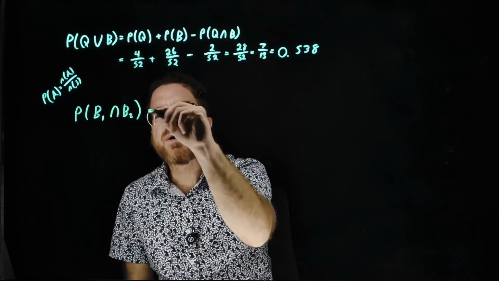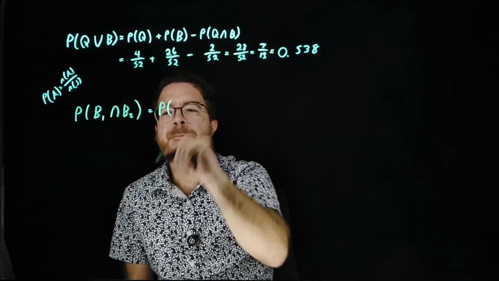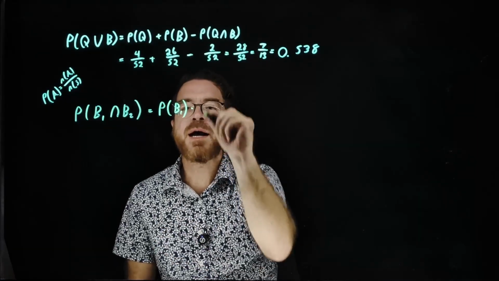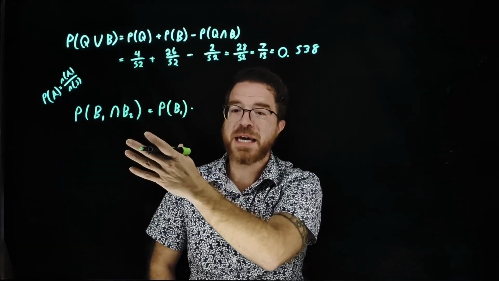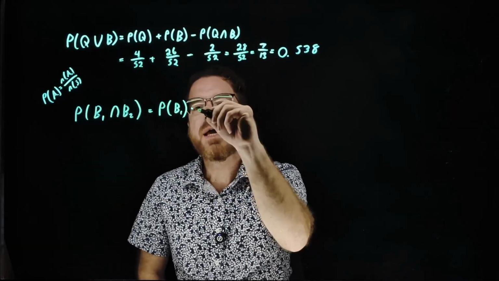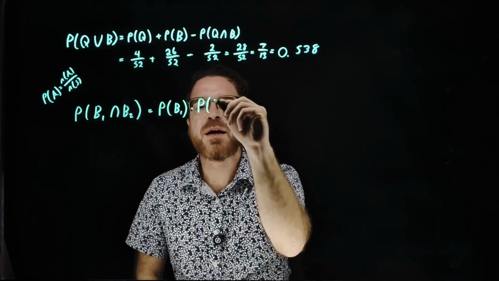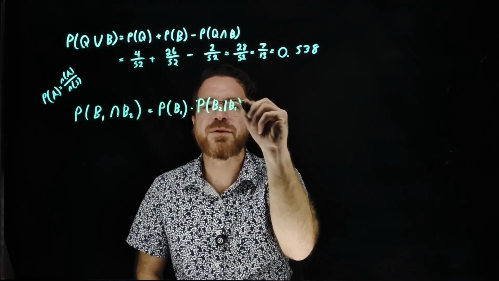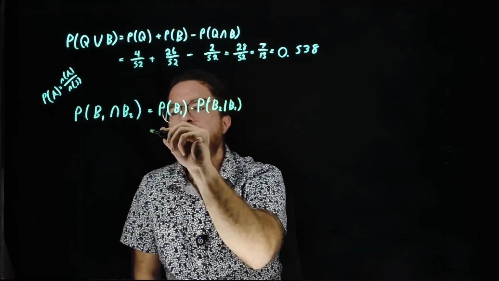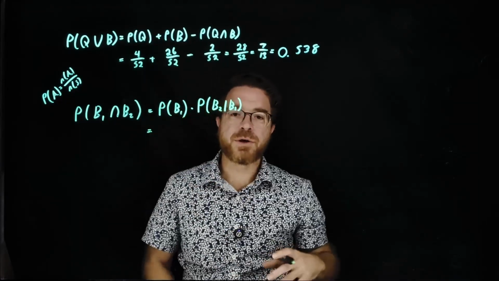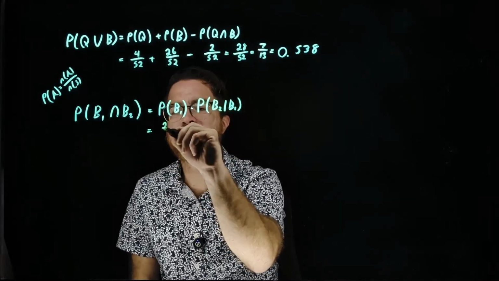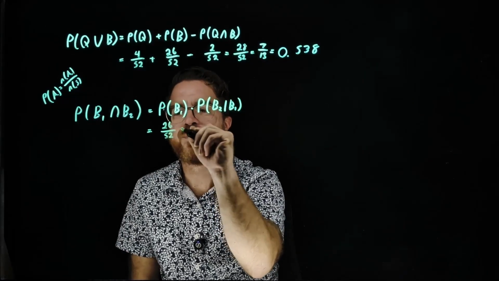So what we're going to do is take the probability of getting our first card being black, times, because this is multiplication, we're going to use our multiplication rule, the probability of getting our second card being black, given that the first card was black. So in this case, how many black cards are there in a deck of cards? Well, we just talked about it in the last problem. There are 26 out of 52.